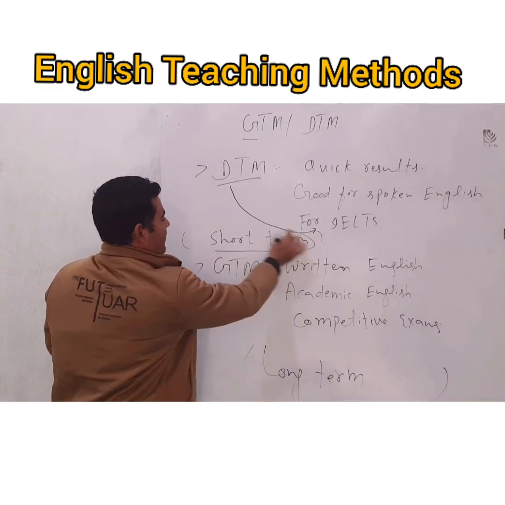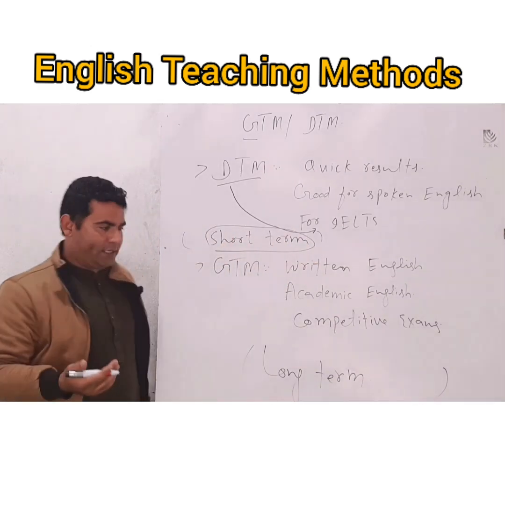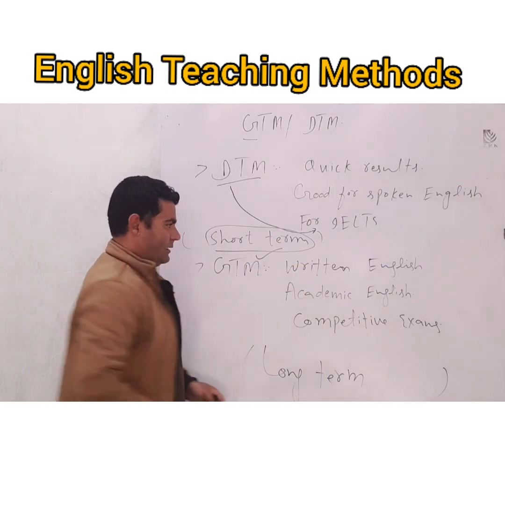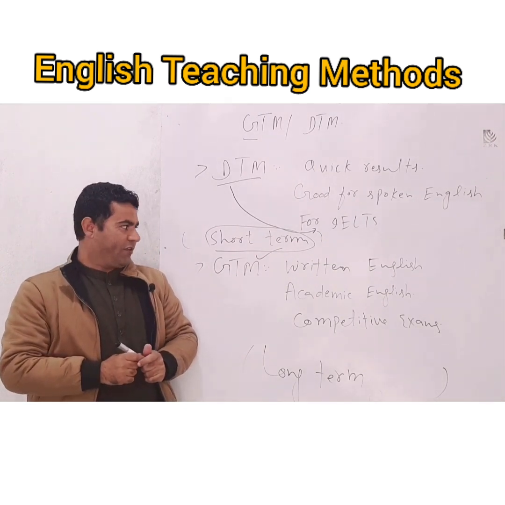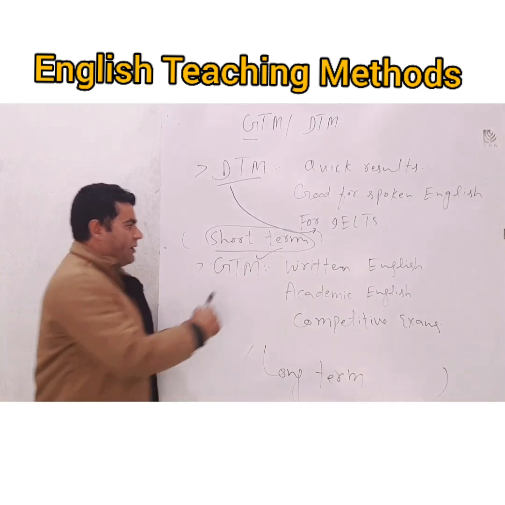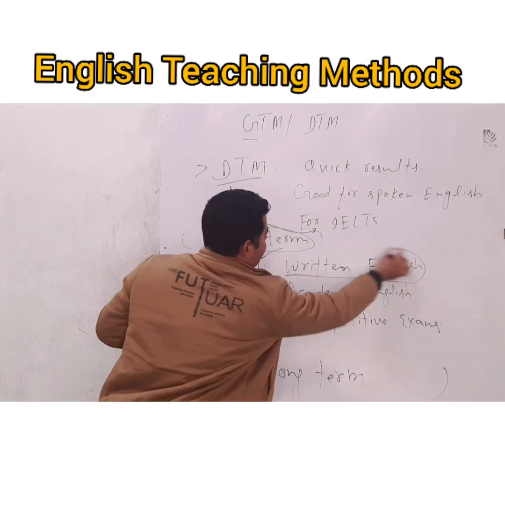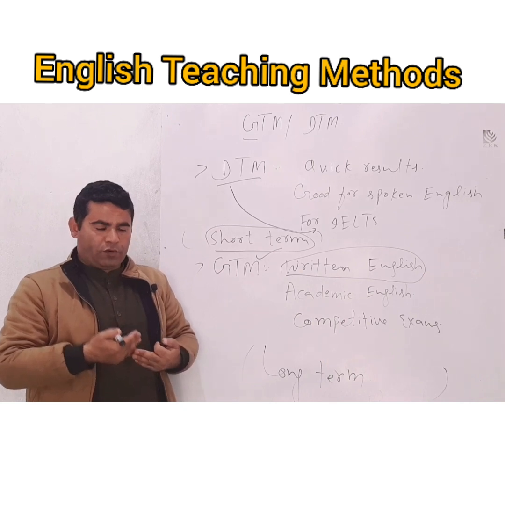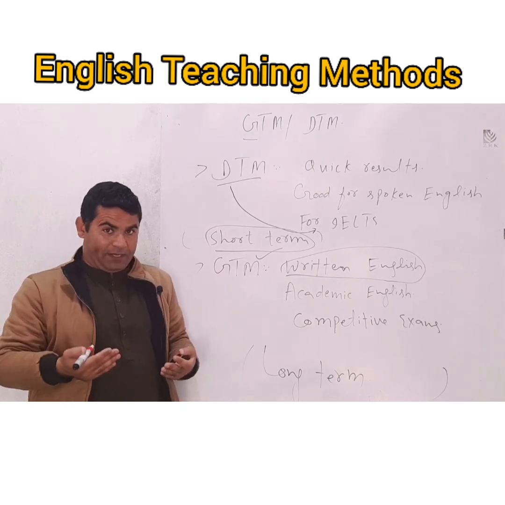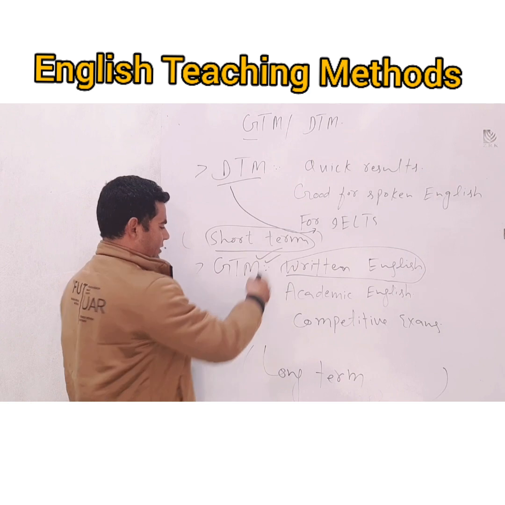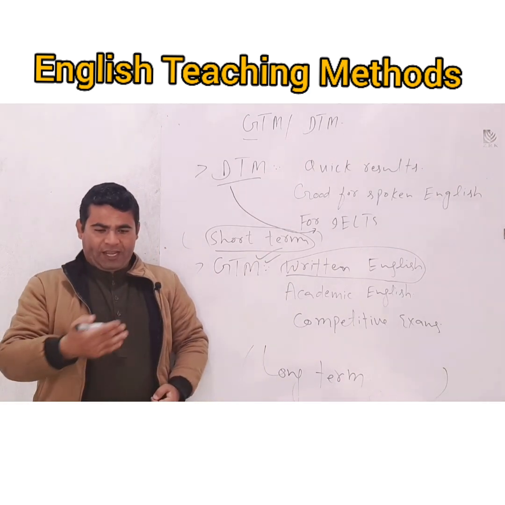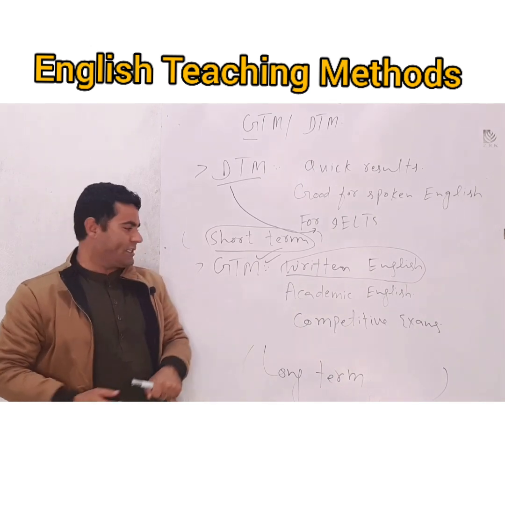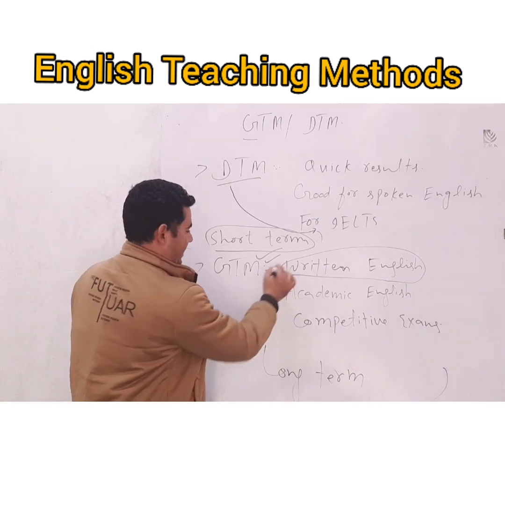But one thing I'm telling you, it's a little bit short term, right? And if you want to understand academic English, you'll have to use GTM, grammar translation method. Grammar translation method is mostly for written English. If you want to write an essay, precis, or letter, application, academic English, you will have to use GTM. So the teachers who want students to have good written skill, good academic English, have to use GTM. It's good for academic English.